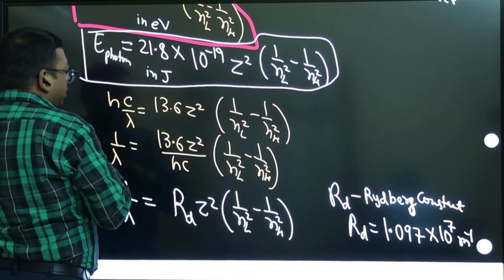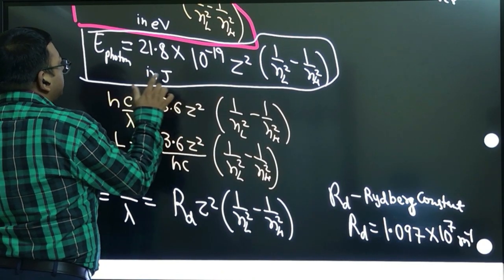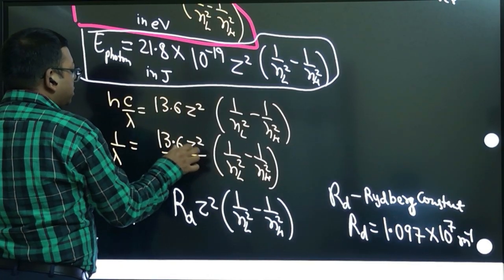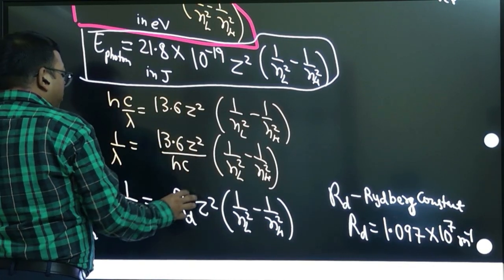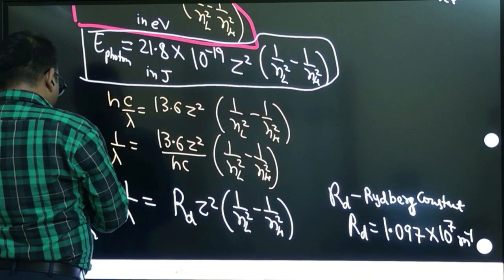Okay, this was in electron volt. Let me put it in this form. We can substitute, because this is in electron volt, remember, so you convert this into SI unit. This is the formula for the Rydberg constant.